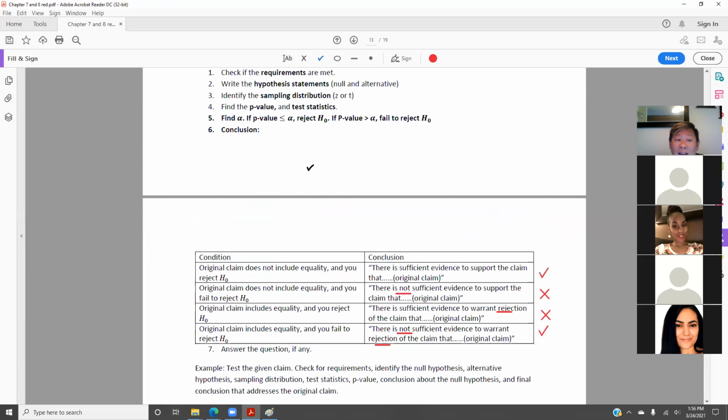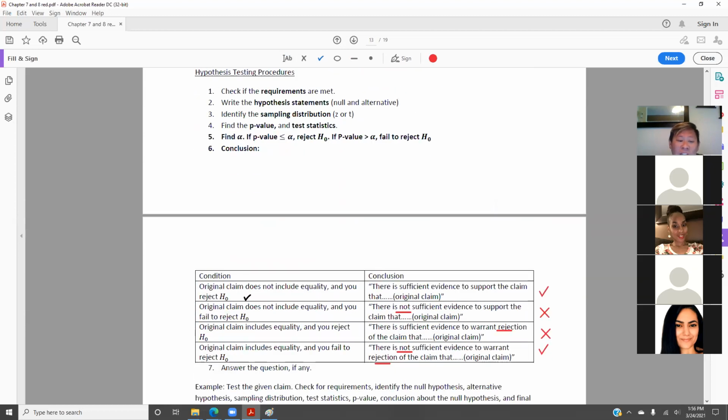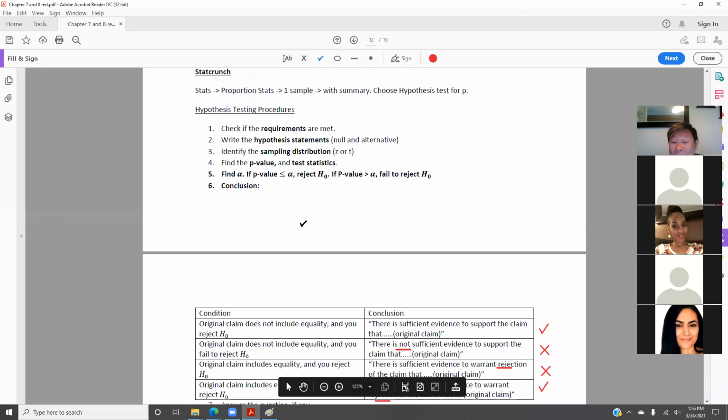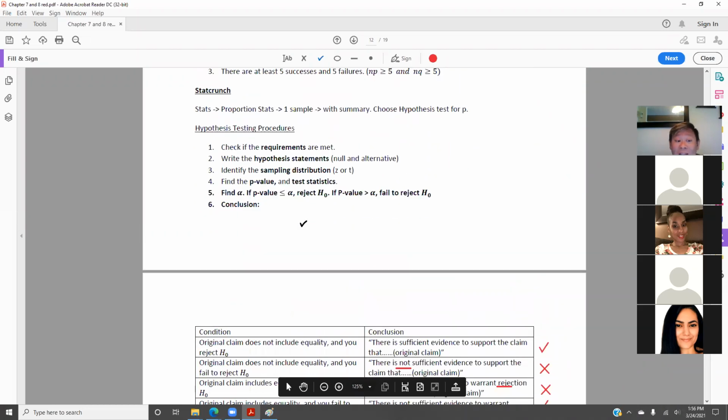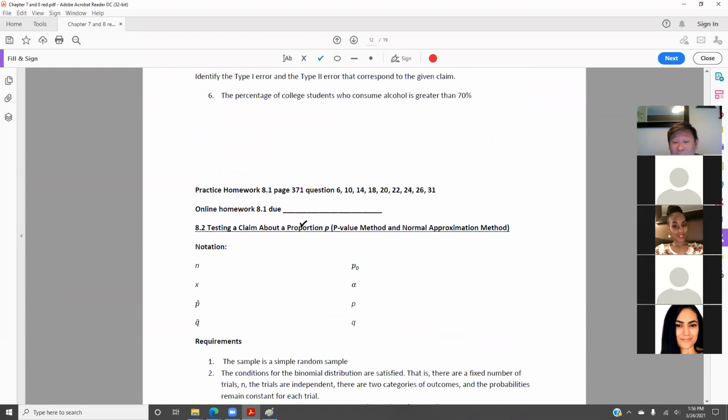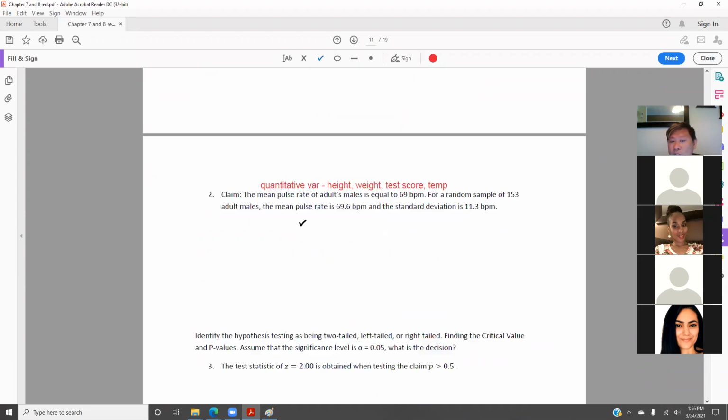So you can tell that this 7-step procedure has a domino effect. That means if one of these is wrong, if the second step is wrong, the rest of it is wrong. So I just want to tell you to be careful when you do the hypothesis testing. It does have a domino effect here. Anyone have any questions for me?